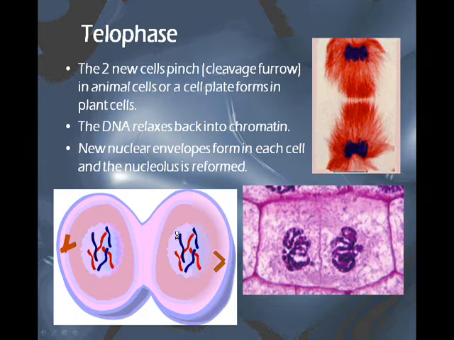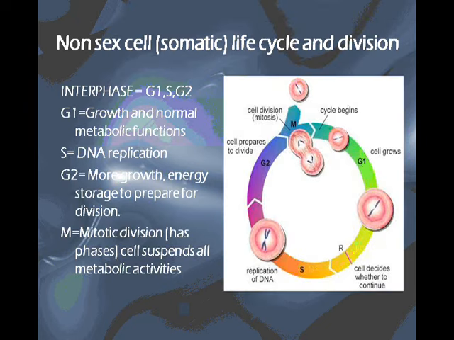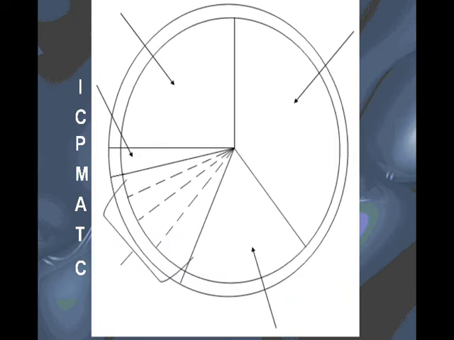If you look back on the diagram from the beginning, here, this would be representing prophase, metaphase, anaphase, and telophase. All of these together compose mitosis.